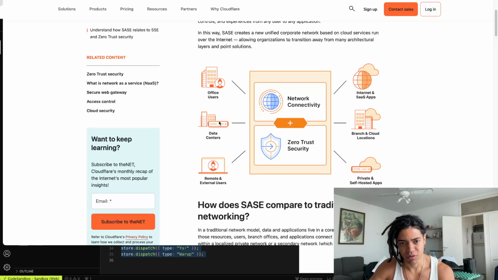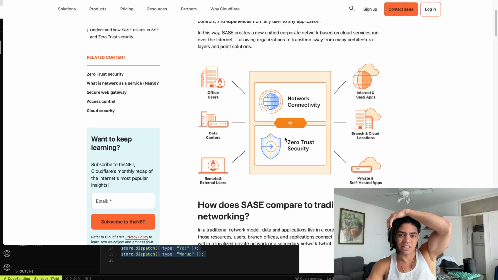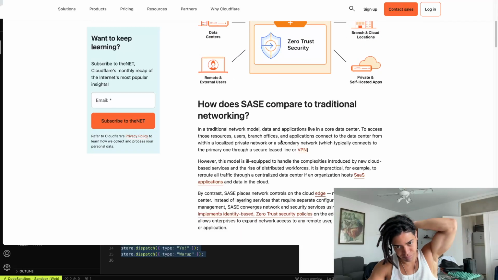So office users, data centers, and remote external users all are centralized on the cloud, and they now have their zero trust security model with their network resources and network connectivity. Internet and SaaS apps, branch and cloud locations, private and self-hosted apps.